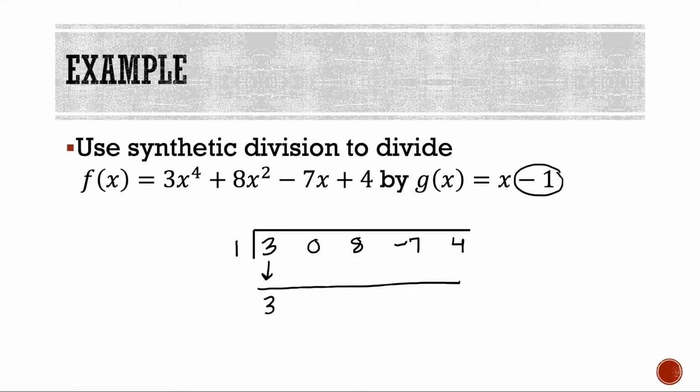I'm then going to multiply the 1 on the outside by the 3. So 1 times 3 is 3, and I'm going to put that number right there. I'm then going to add these two. So 0 plus 3 is 3. And then I'm going to repeat the process. So I'm going to multiply the 1 times the 3. 1 times 3 is 3, and I'm going to add right here. 8 plus 3 is 11.